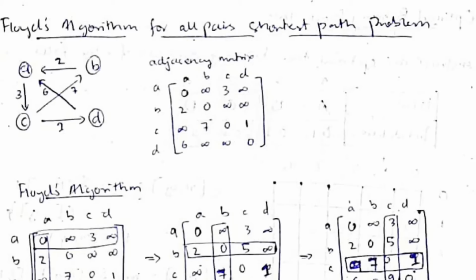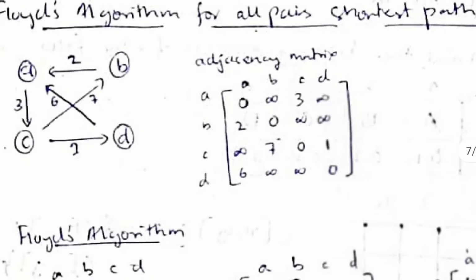Floyd's algorithm is also the same as the previous one, but here we'll have the weights instead of ones and zeros. See here how to construct the adjacency matrix from this graph. See here, 4 vertices: A, B, C, D.